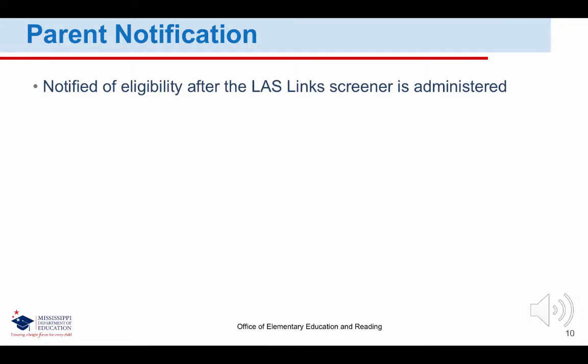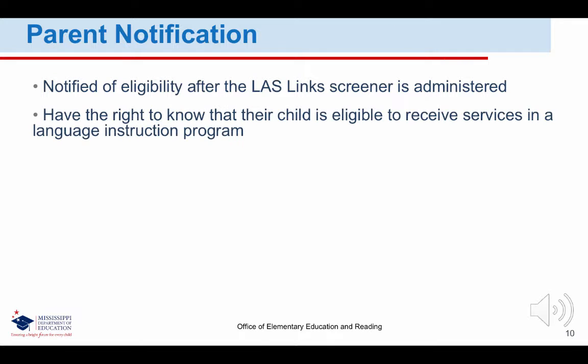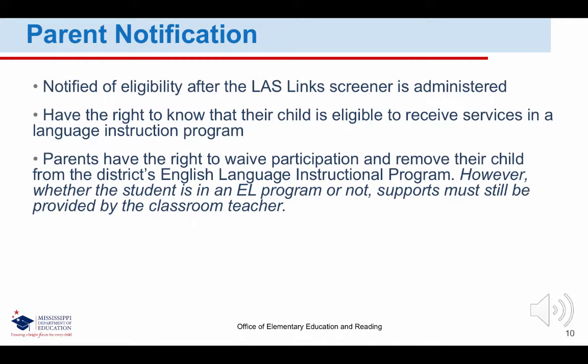Parents are notified of eligibility after the LostLinks screener is administered. They have the right to know that their child is eligible to receive services in a language instruction program. Parents also have the right to waive participation and remove their child from the district's English language instructional program. However, whether the student is in an EL program or not, supports must still be provided by the classroom teacher.